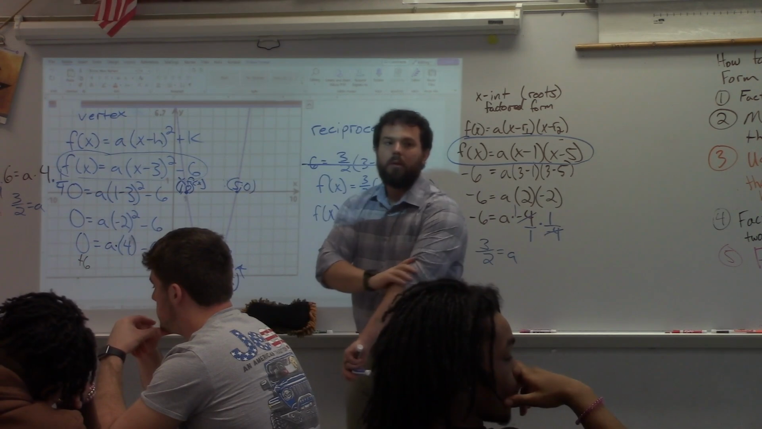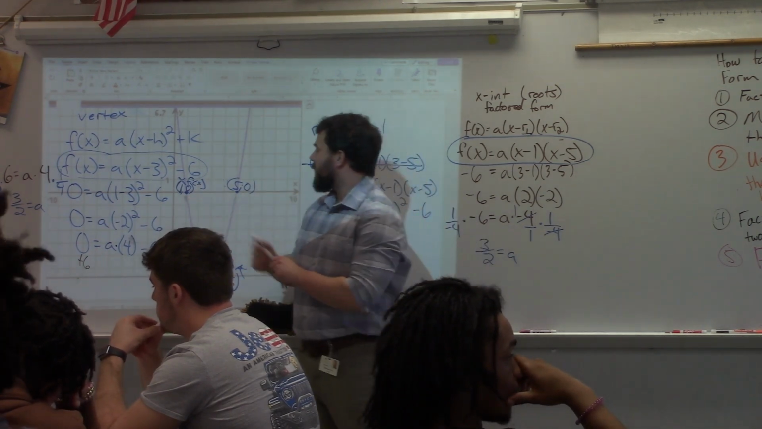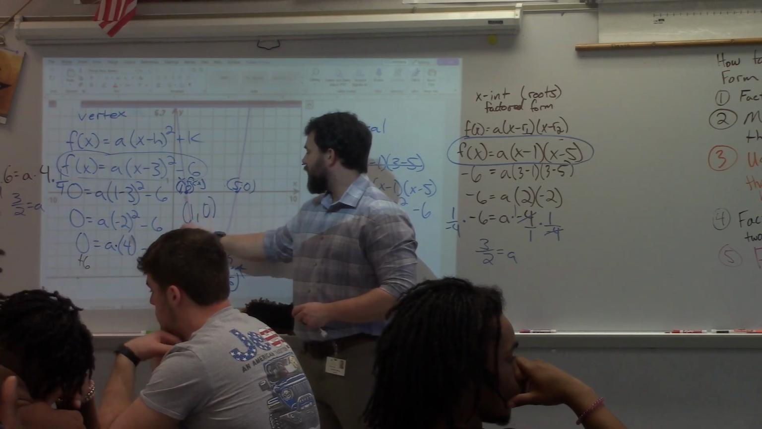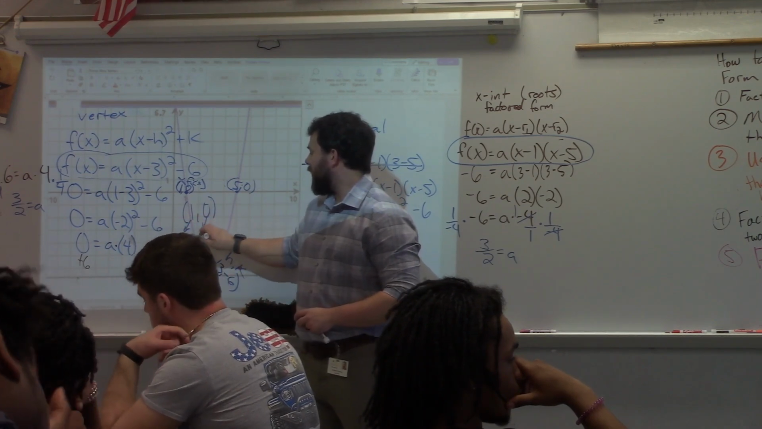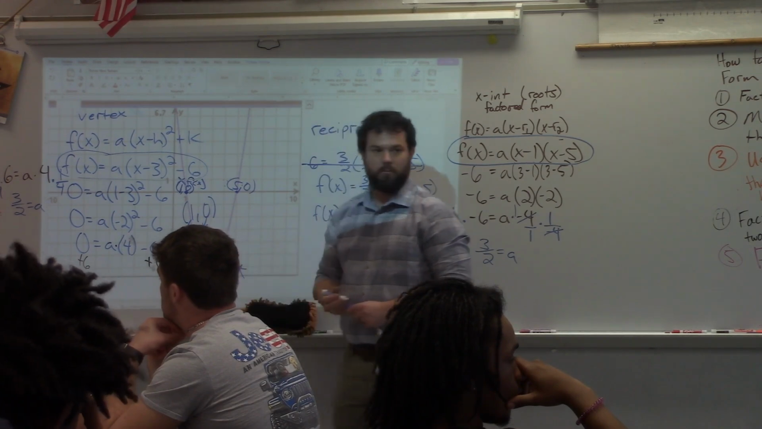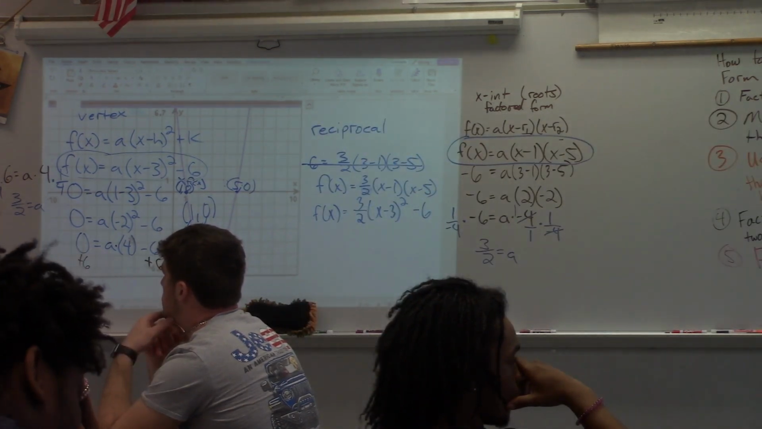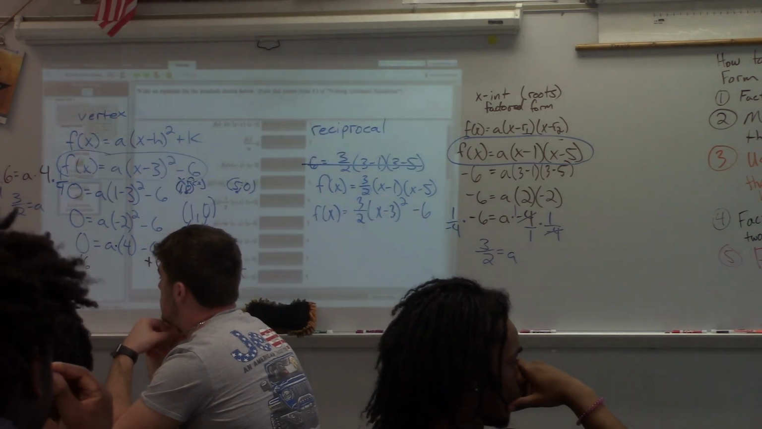Okay? So that's why I got a 0 there, because I'm using the point (1, 0). This is my input, x. This is my output, f of x. So, we do get a 3/2 for both of these. Let's check this really quickly.